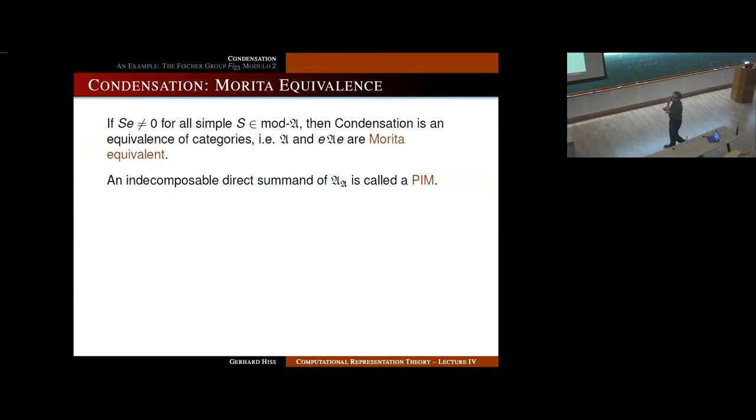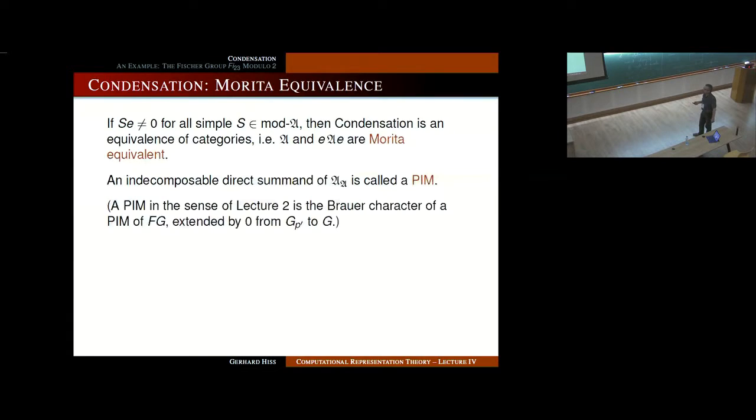So this is my notation for the right regular A module. So A viewed as a module over itself. If you decompose it into indecomposable direct summands, these are the PIMs, the principal indecomposable modules.